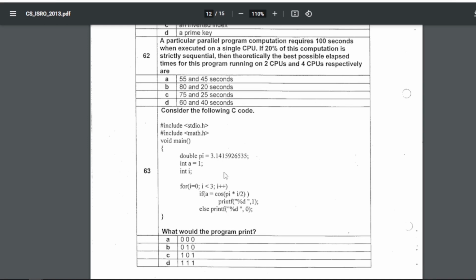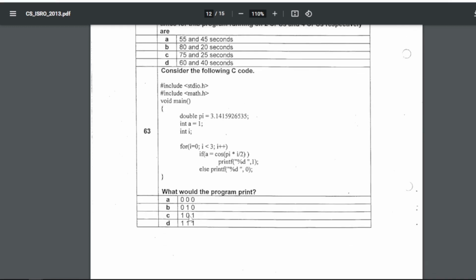So the value of pi is given, and from here you can see a for loop up to 3. Now if a of cos pi into I by 2 is A, right? Then the answer for this, guys, if you solve this or if you play with the program, you will get the answer as C, that is 101.